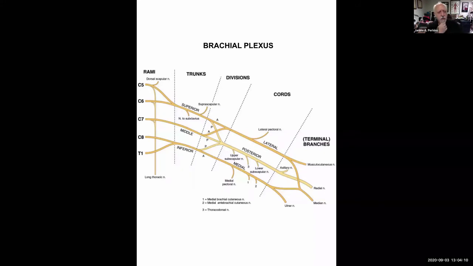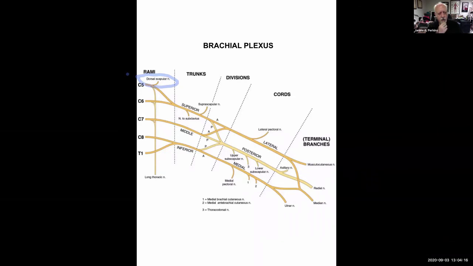So the branches of the brachial plexus include a dorsal scapular nerve, which is actually coming directly off the ventral ramus of C5. You may not remember it, but if you've started studying at all, you may be aware that the dorsal scapular nerve is the nerve that innervates the levator scapulae and the 2 rhomboid muscles.